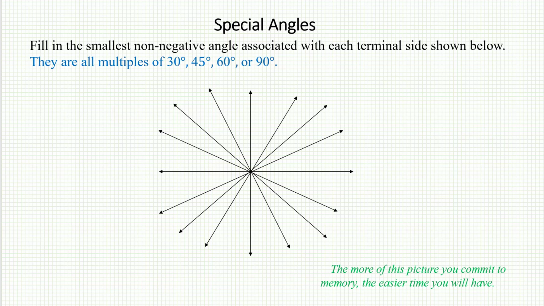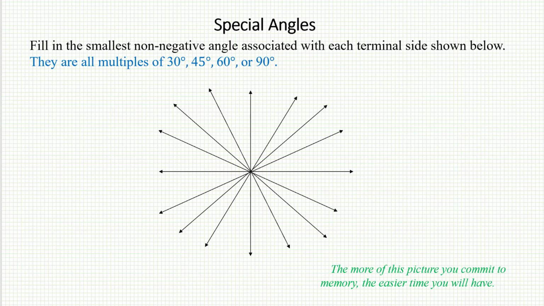Special angles. I've drawn several angles on this picture. Specifically, I've drawn in the terminal sides. So I haven't worried about the initial side or the rotation arrows, just to make the picture a little simpler. I haven't done anything strange. These are all positive angles, so rotating around counterclockwise, and none of the angles goes more than one rotation around.